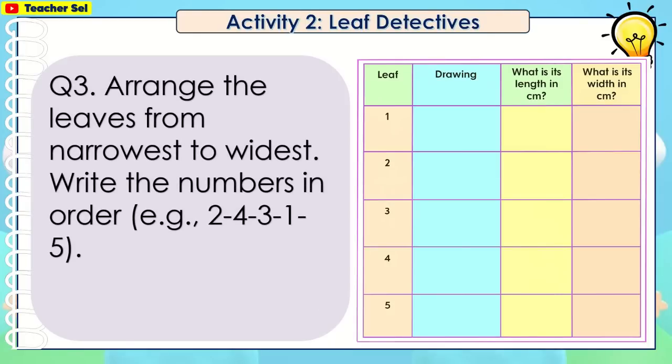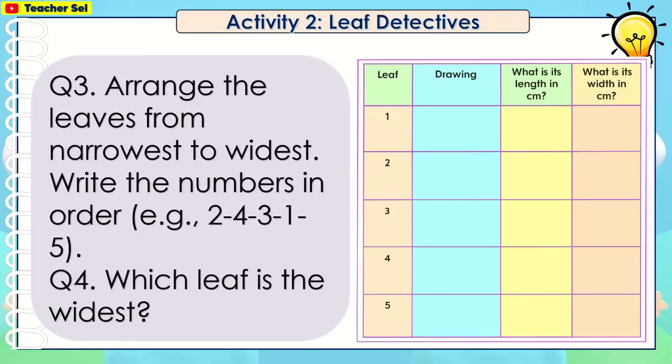Arrange the leaves from narrowest to widest. Write the numbers in order. Example given: 2, 4, 3, 1, 5. Which leaf is the widest?